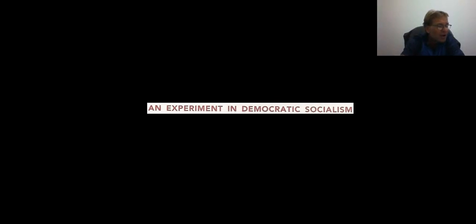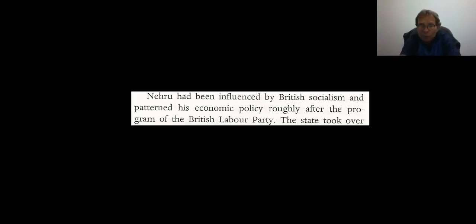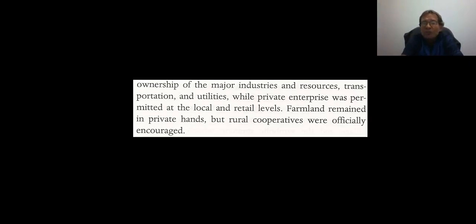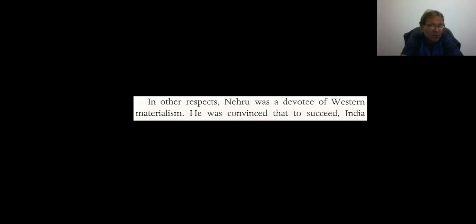And in their transition now to democracy, they will have an experiment for many, many decades in democratic socialism. Nehru had been influenced by British socialism, and he patterned his economic policy roughly after the program of British labor. The state took over the ownership of major industries and resources, transportation and utilities, while private enterprise was permitted at the local and retail levels. Farmland remained in private hands, but rural cooperatives were officially encouraged. In other respects, Nehru was a devotee of Western materialism.